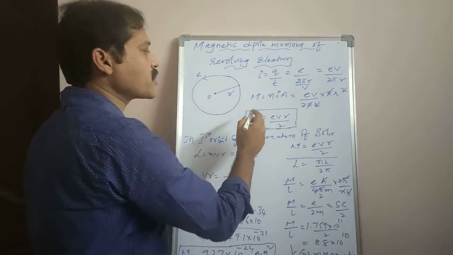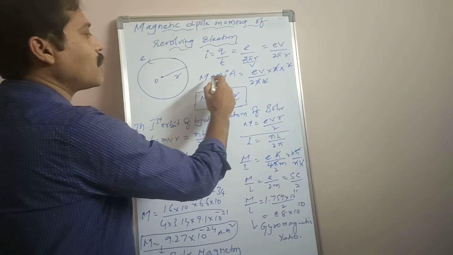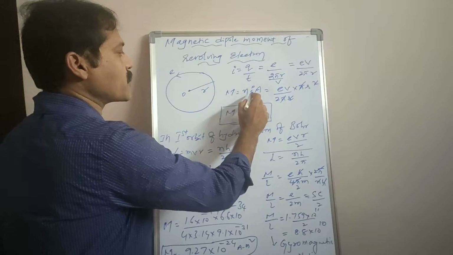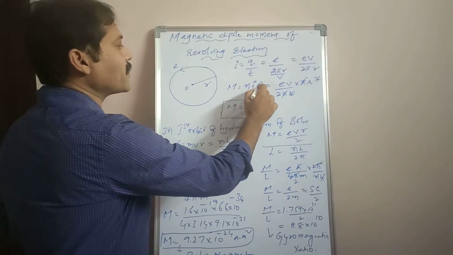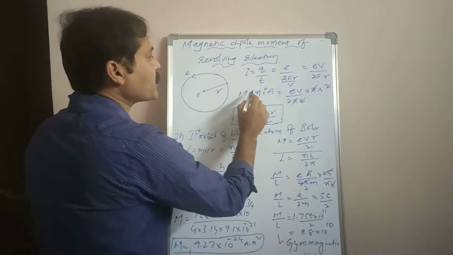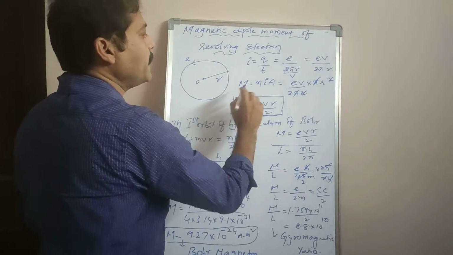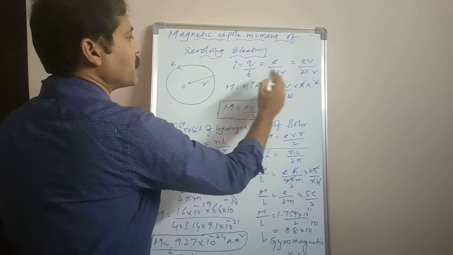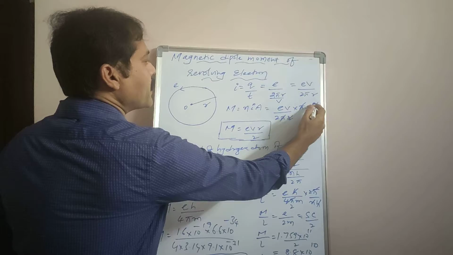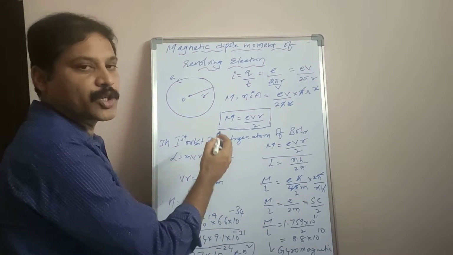While finding the equation for magnetic field induction at a point on the axial line of a circular coil, we derived this equation. Here N stands for the number of turns, I the electric current and A the area of cross section. Here N is taken as 1 because we are considering only one revolution. Substitute I is equal to ev by 2 pi r, and the area of the circular path is pi r square. So pi r gets cancelled, and you will get M is equal to evr by 2.